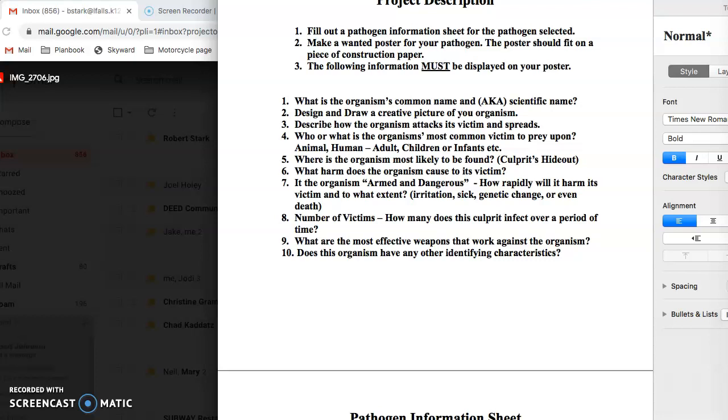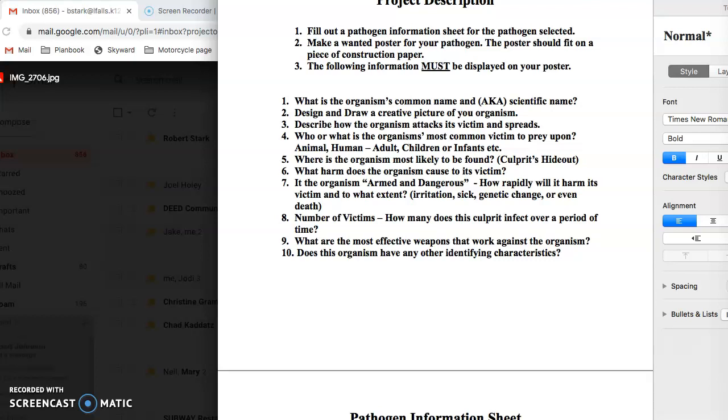Starting again with number 8, the number of victims that a particular virus infects in a 1 year period of time. So, number of victims: how many does this culprit infect over a period of time? So how many per year? Number 9, what's the most effective weapon?